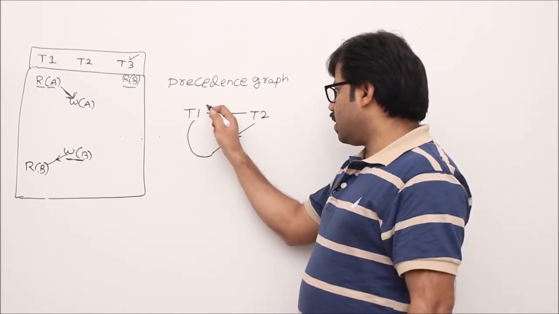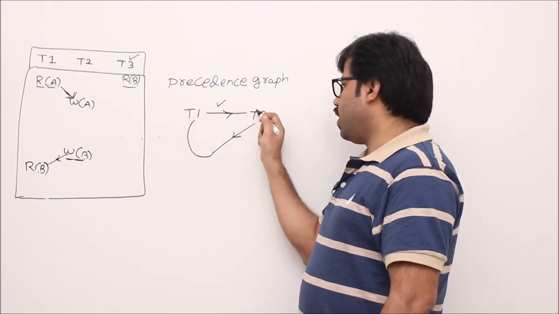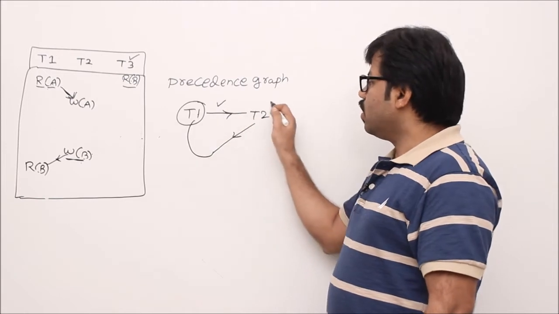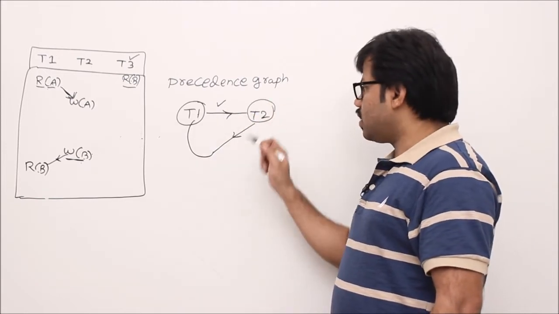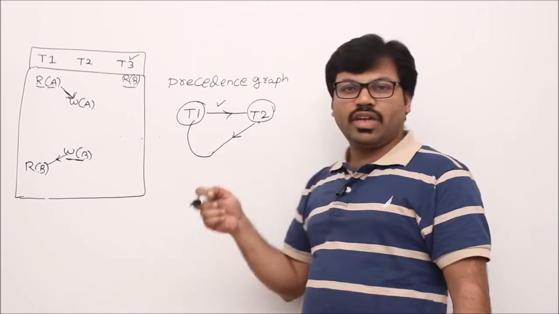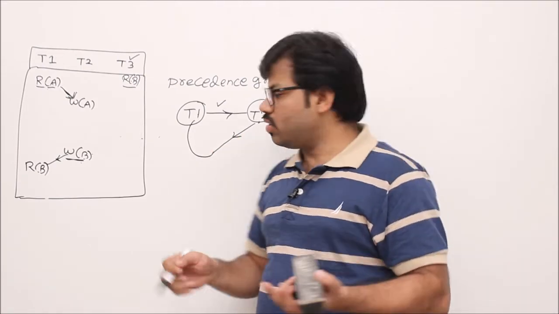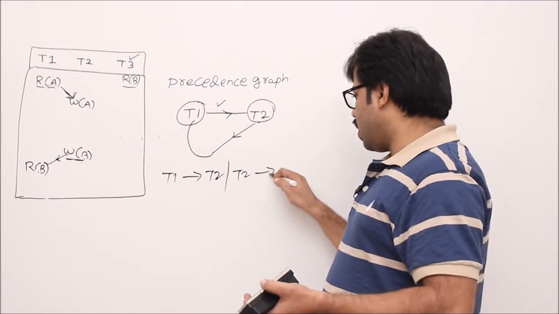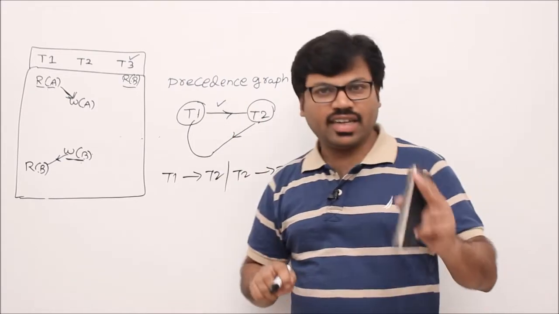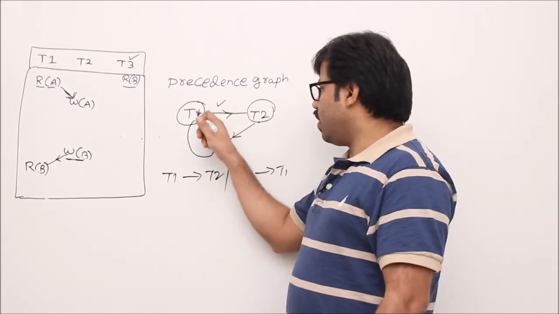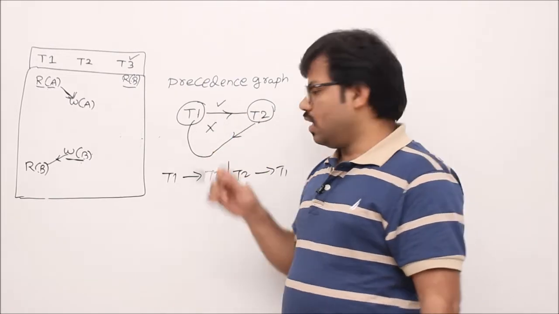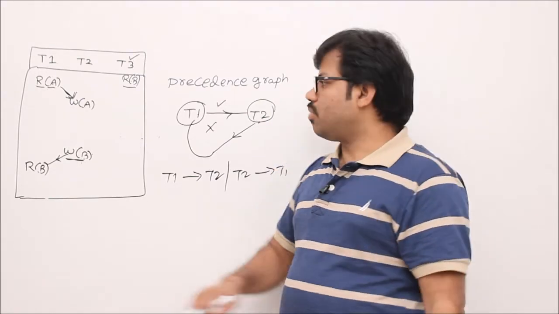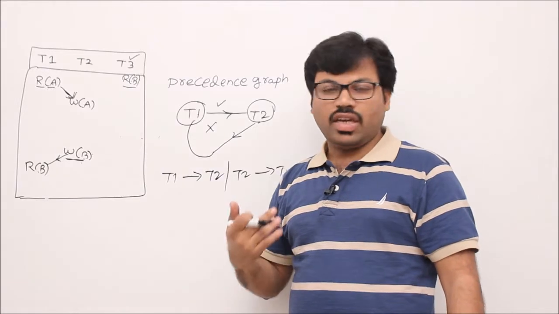Now see, this condition says that T1 is followed by T2. That means in that serial schedule, T1 should be first, then T2. Now in the same serial schedule, T2 should be first and T1 next. How is it possible in serial schedules? In serial schedules, either T1 to T2 order is possible, or T2 to T1 order is possible, but you can't have these two orders at a time. So whenever the precedence graph which you are forming has a cycle, you can't form a serial schedule. That means this schedule cannot be equivalent to any serial schedule.